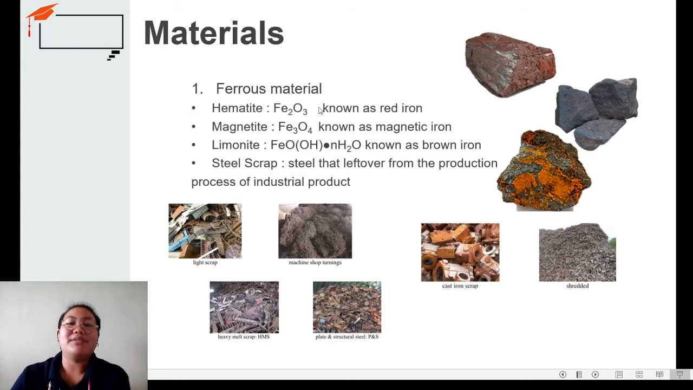1. Ferrous material. Like hematite, Fe2O3, known as red iron, and magnetite, Fe3O4, known as magnetic iron. Steel scrap: steel left over from the production process of industrial products, like cast iron scrap and heavy metal scrap.